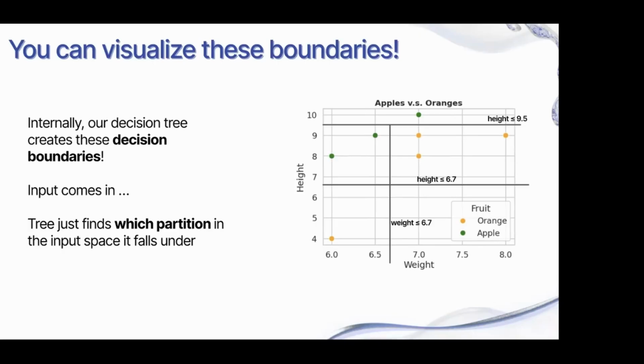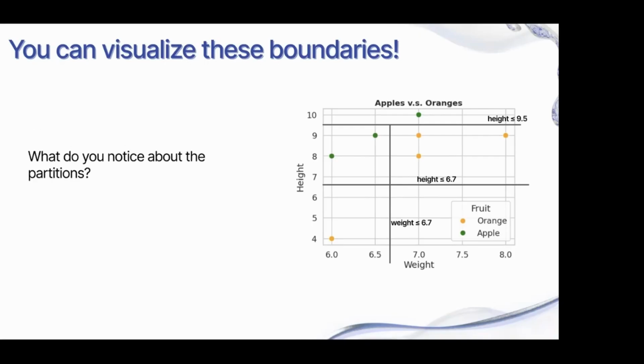So let's say I have a brand new fruit. I don't know what it belongs to. It has some weight or some height, and it's going to fall into one of these grids here. You see how the grid is split into five? Let's say it falls here, you can see my cursor. The decision tree is going to predict it's going to be an apple. Does that make sense?